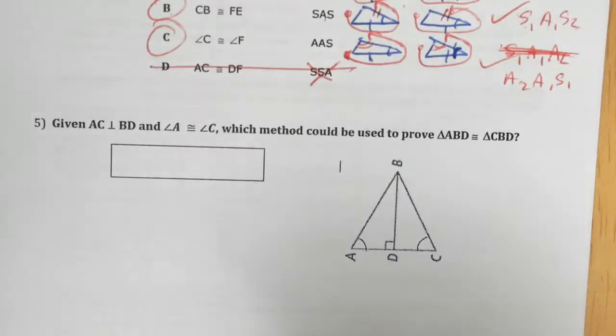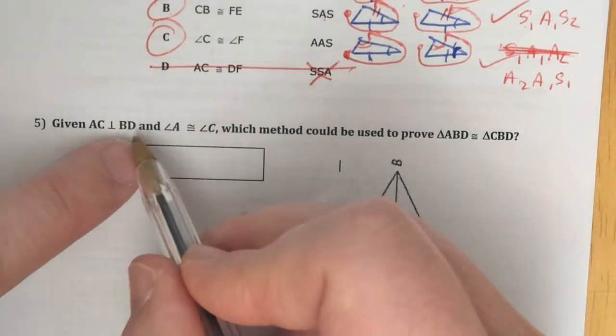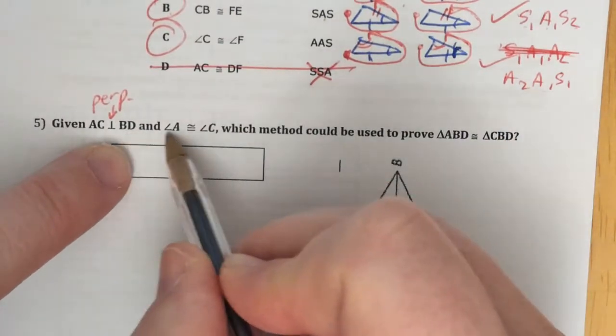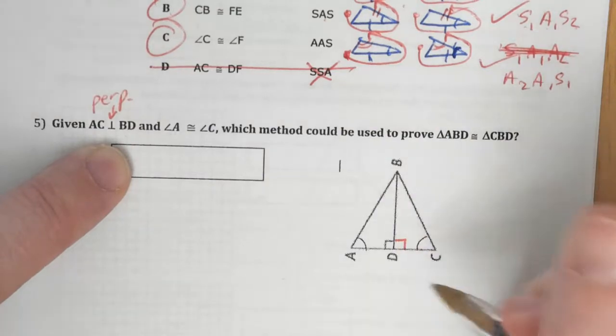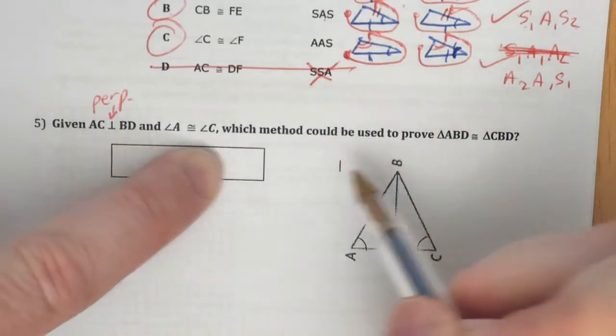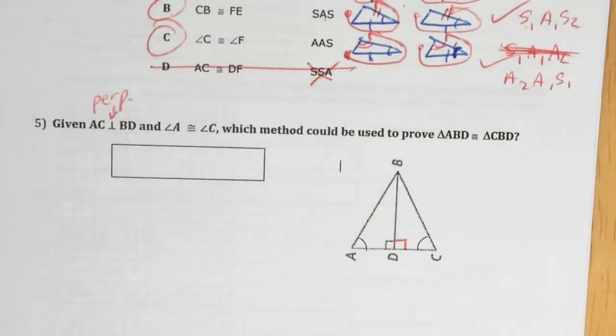All right, and down here. So given AC is perpendicular, that's what that means, perpendicular, to BD, so that means that they meet at a 90-degree angle. So 90-degree angle here and here, right? And A is equal to C, that's already marked. Which method would prove that these triangles are congruent?